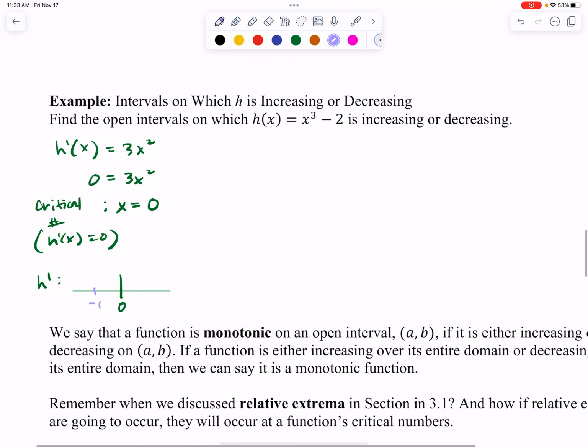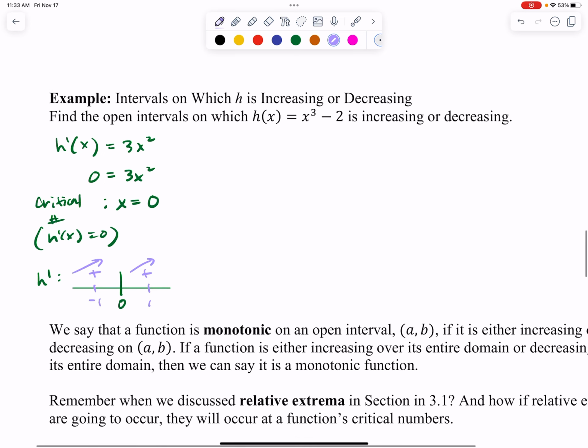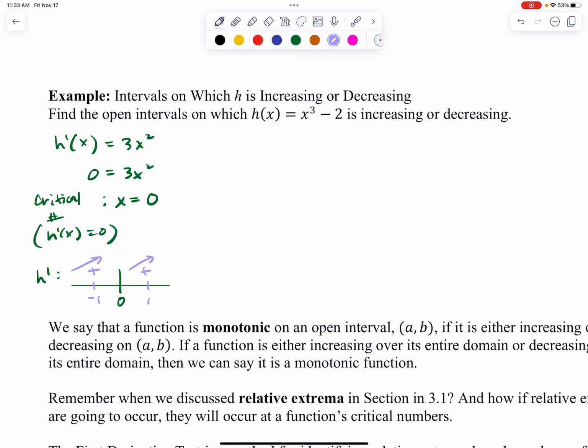notice though that if we use test values, h prime is positive to the left and right. So that means h is increasing to the left and right. We are familiar with the graph of x cubed minus 2, right? That's the cubic function shifted down 2 units. And so it makes sense that there would be the horizontal tangent line at x equals 0. Sorry, that's a funky looking graph.